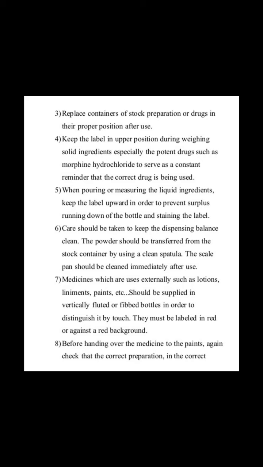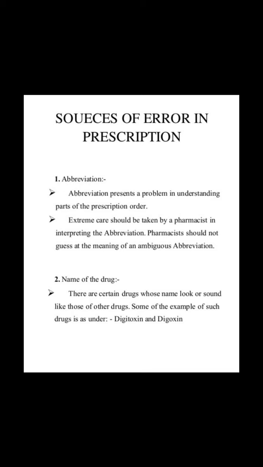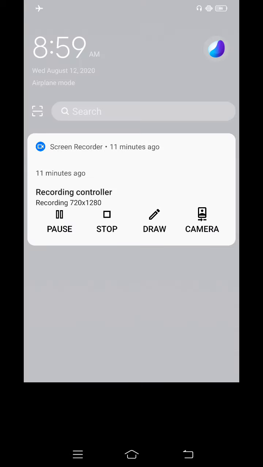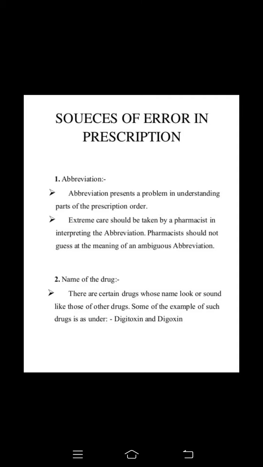Before handing over the medicine to the patient, again check that the correct preparation in the correct strength has been supplied and correct direction has been stated on the label. So sources of error in perception, first one is abbreviation. The abbreviation presents a problem in understanding parts of the prescription order. Extreme care should be taken by a pharmacist in interpreting the abbreviation. The pharmacist should not guess at the meaning of an ambiguous abbreviation.